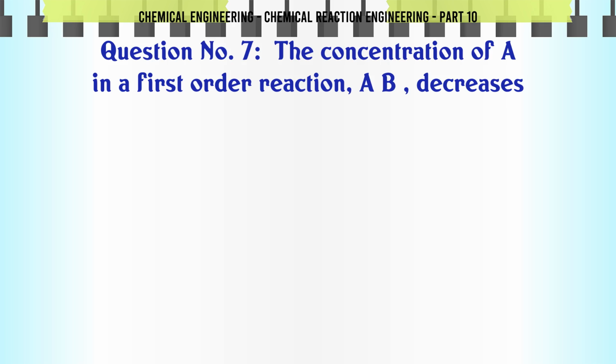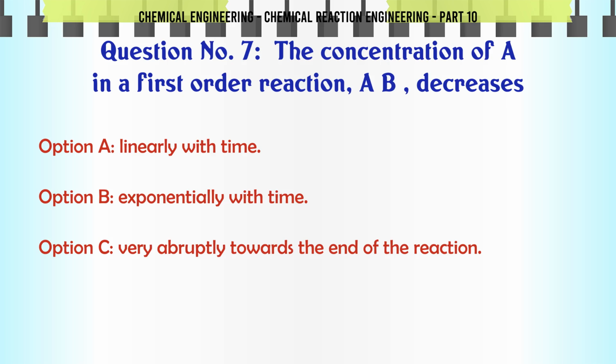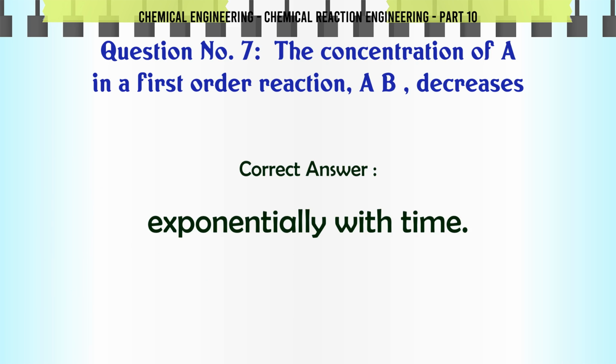The concentration of A in a first-order reaction A→B decreases: A) linearly with time, B) exponentially with time, C) very abruptly towards the end of the reaction, D) logarithmically with time. The correct answer is exponentially with time.